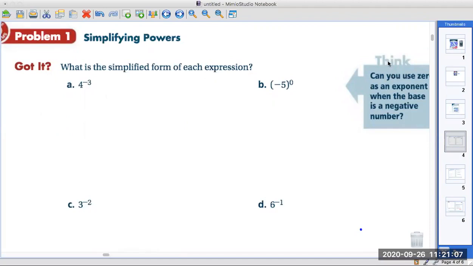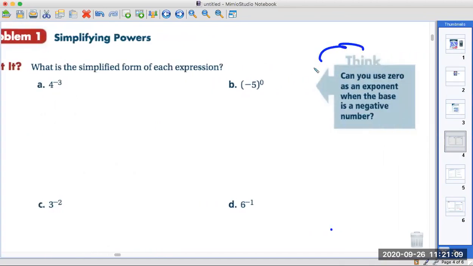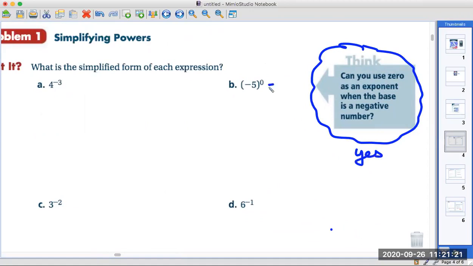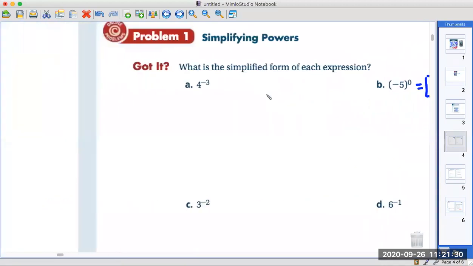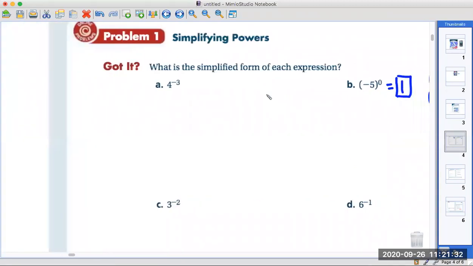What are we seeing on the side of the page? Your think box. Can you use a 0 as an exponent when the base is a negative number? Yes, I showed you that on the previous page. It's okay. Here we have the base, a negative, raised to the power of 0. The answer is always 1. Anything raised to the power of 0, the answer is always 1.